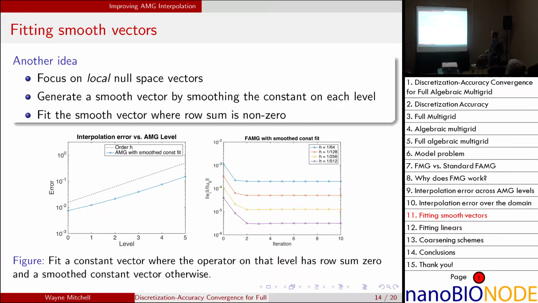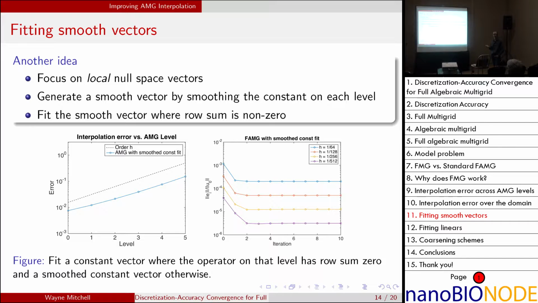So what we can do is, in the interior of the domain, where the constant is in the local null space, leave that alone. Just generate your interpolation weights normally. But around the boundary, where you have row sum non-zero, we're going to plug in something else for that vector x that I showed you earlier. We're going to plug in a constant that's been smoothed a little bit. And if we do that, again, we get much better interpolation error scaling. We get much better convergence to discretization accuracy.